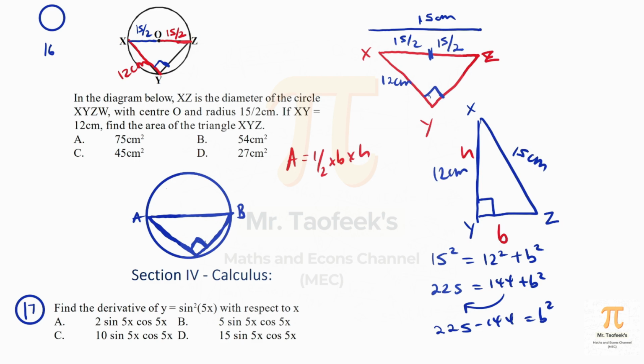On my calculator, that gives me 81. So b squared is 81. I now take the square root of both sides to find my b. So my b is going to be 9. So this is 9 centimeters.